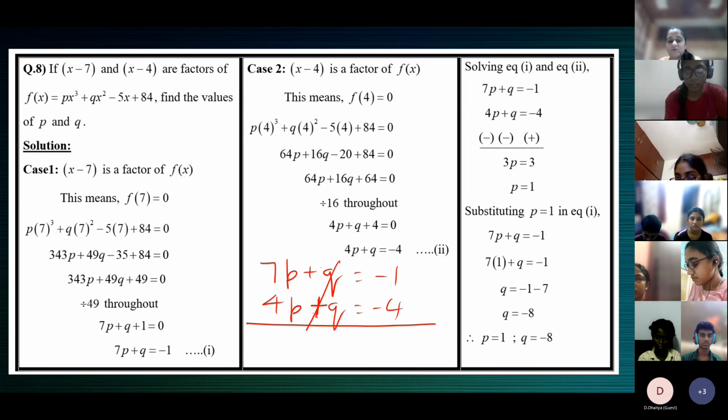If it was plus q, we need to change the signs. Then you need to change the signs throughout. Plus becomes minus, this plus becomes minus, this minus becomes plus. Okay, ma'am.